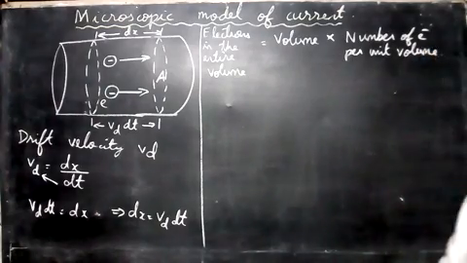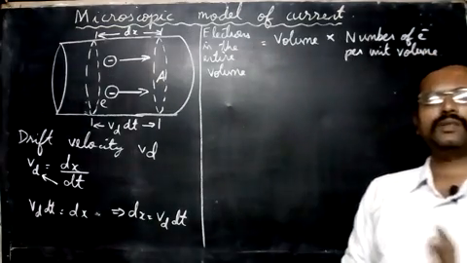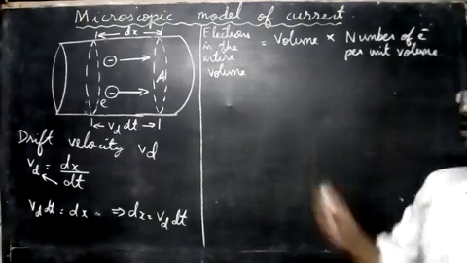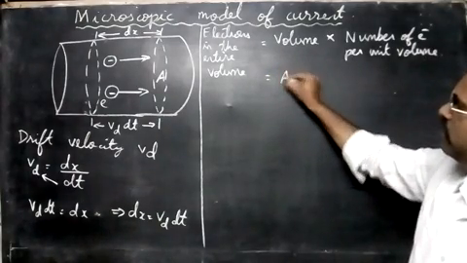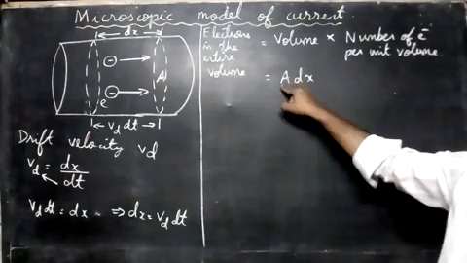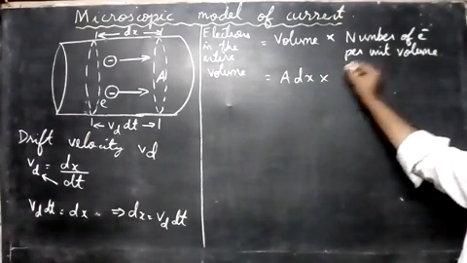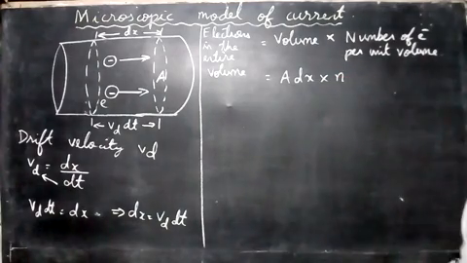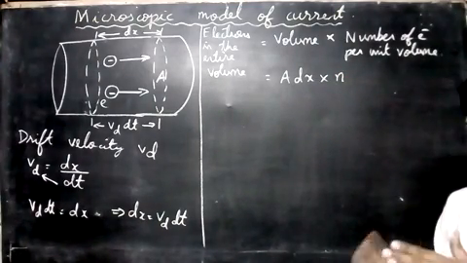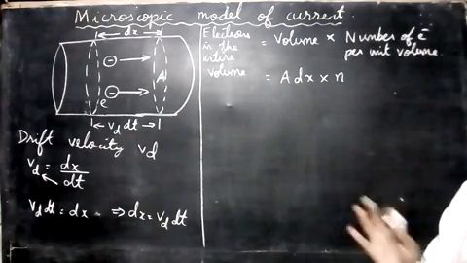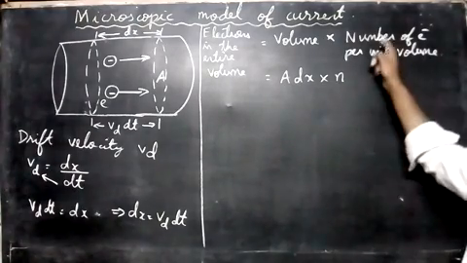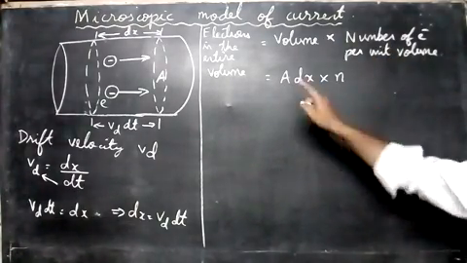Let's study how to get this now. We know volume means area into distance. Area into distance will give us volume, into the number of electrons per unit volume, which I write as n. Unit volume means we take 1 meter cube. In 1 meter cube, how many electrons will be there? That is called the number of electrons per unit volume. Now we got this.